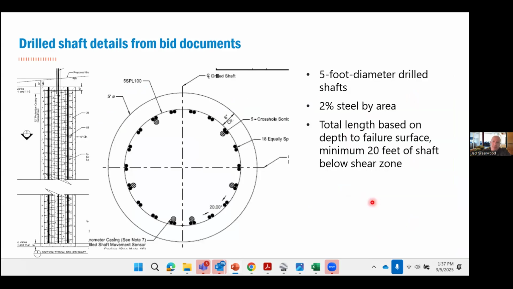Here's what the drilled shafts look like. There's a reinforcing cage. I won't get into a lot of detail on this, but they were 5 feet in diameter, 2% steel by area. And then we wanted to make sure that we did some sensitivity on how deep the drilled shaft should be below the shear zone. And we determined that 20 feet was the magic number. So wherever the shear zone was, we were going 20 feet below that, all the way along the alignment.